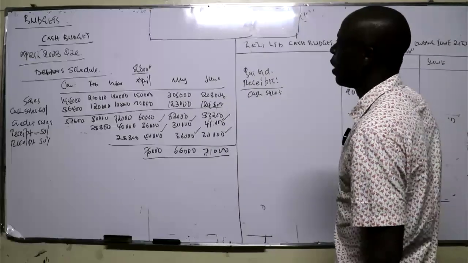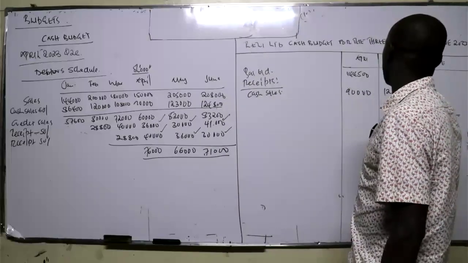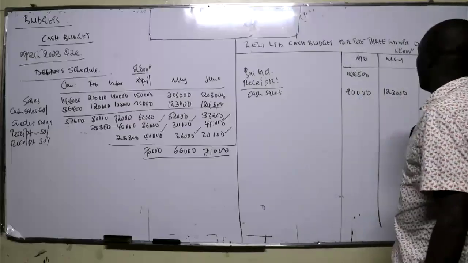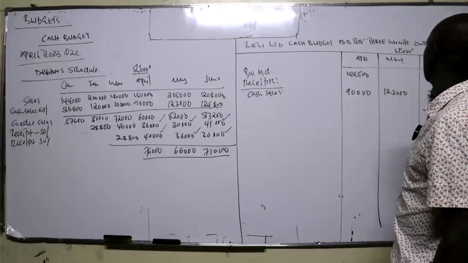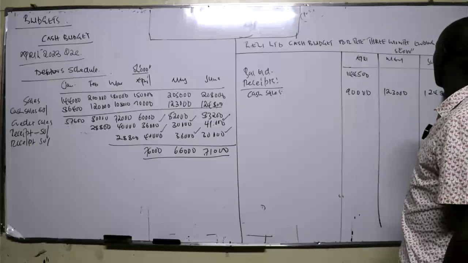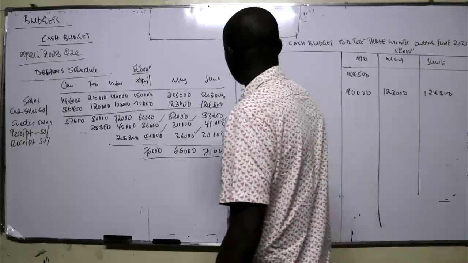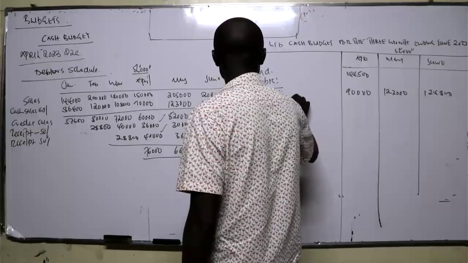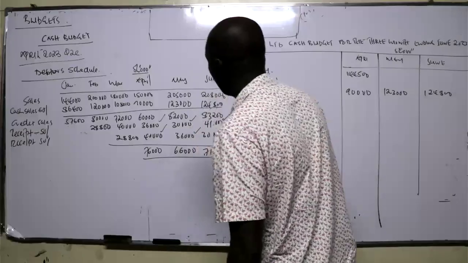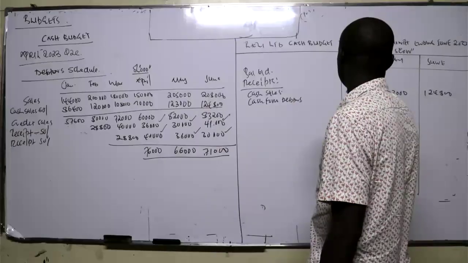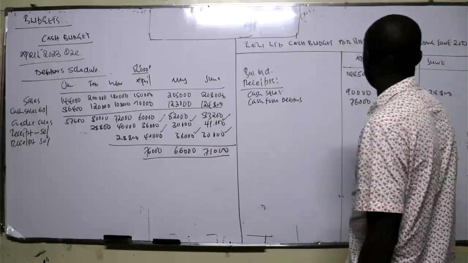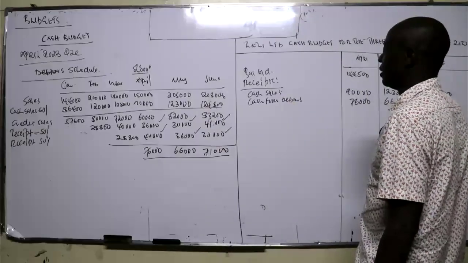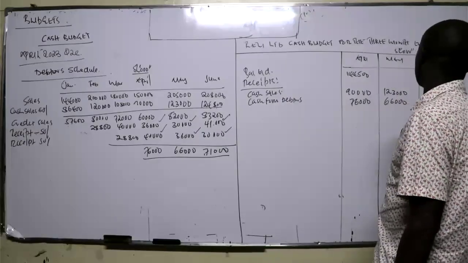And then in May, how much? 123. And then in June. And then cash from debtors. In April it is 76,000. In May, and in June 71, isn't it?